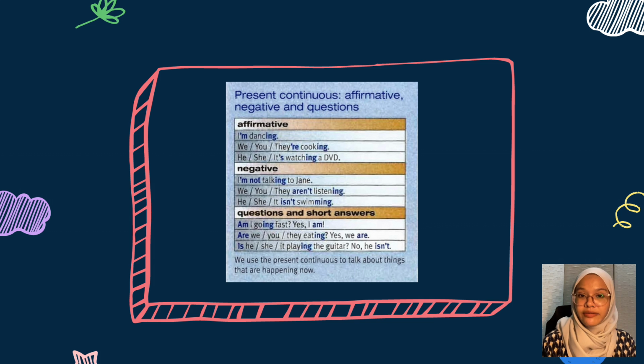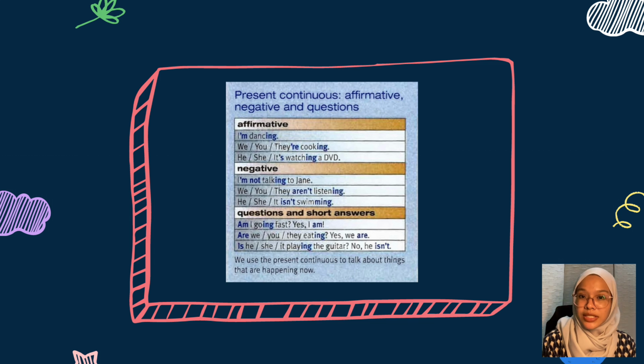Negatives are made with not after am, is, or are. I'm not talking to Jane. We're not listening. You are not listening. They are not listening. He isn't swimming. She isn't swimming. And it isn't swimming.